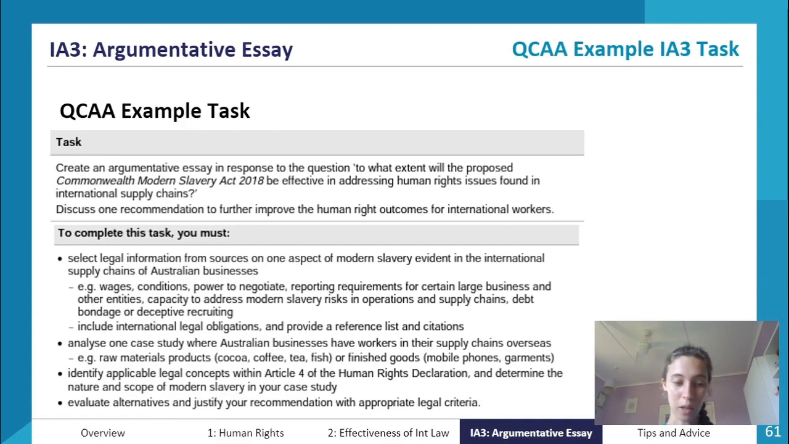And then, of course, evaluating alternatives and justifying your recommendation with legal criteria. So the legal criteria part is important as well. It can't be non-legal. So a recommendation you could give could be a good idea, but it might not actually be legal. So that's something to keep in mind as well.